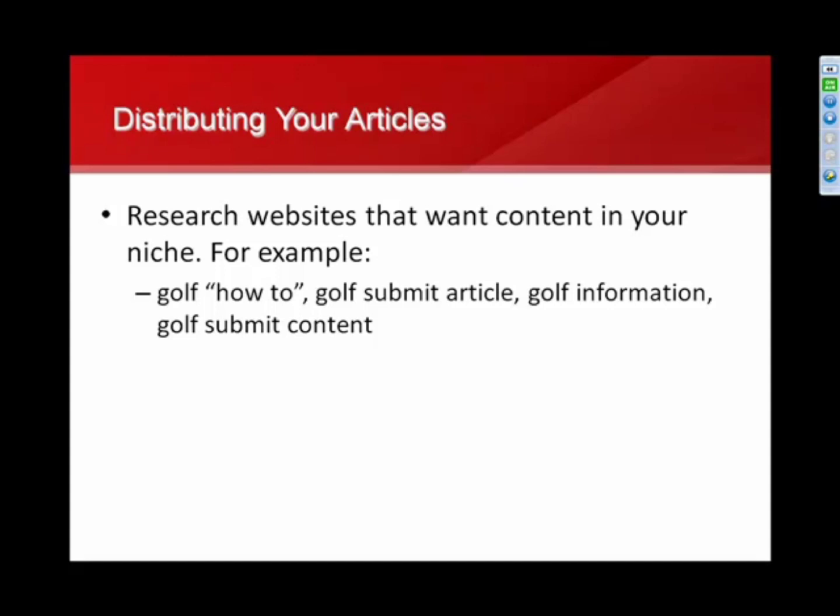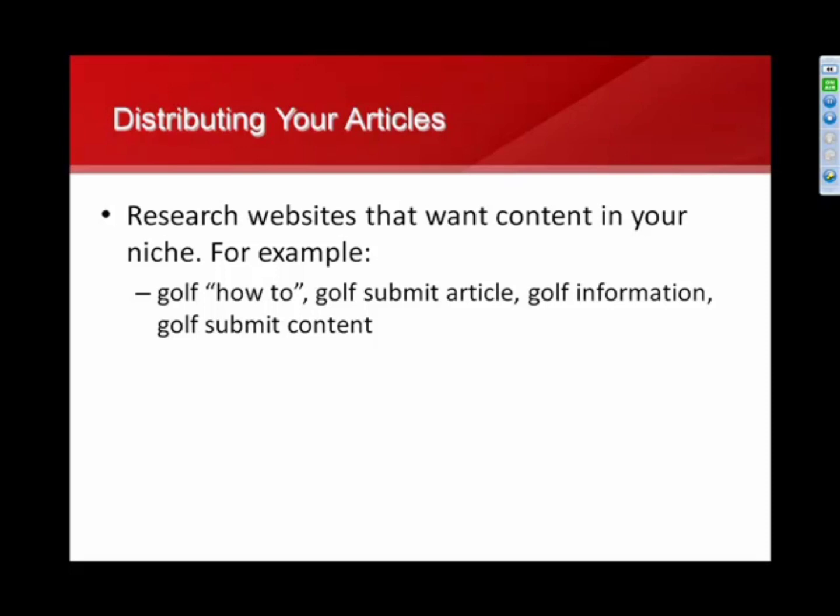But you could do searches for golf. I'm just talking about your niche, so bird watching, golf, dog training, dogs, cats, pets, whatever it is. How to, golf how to. So this would be sites related to how to information on golf. Typically they're how to type sites, so they want user generated content. You could do a Google search for your niche and then the words submit article. So that's beyond just article directories.